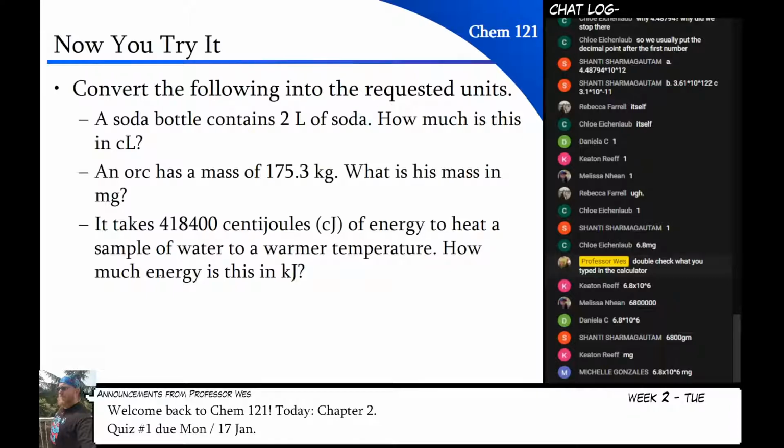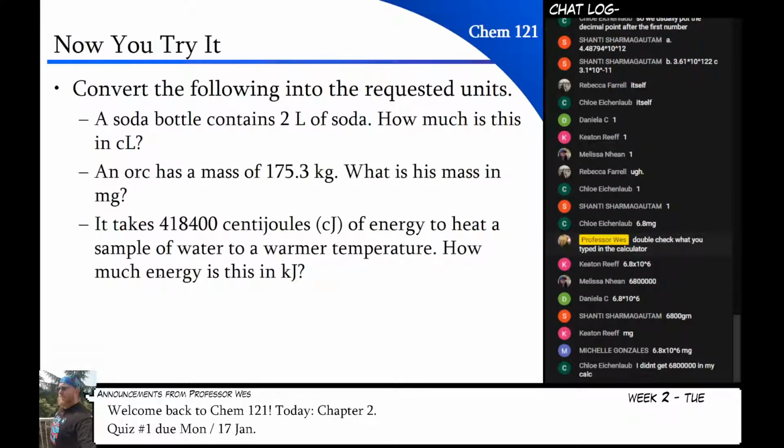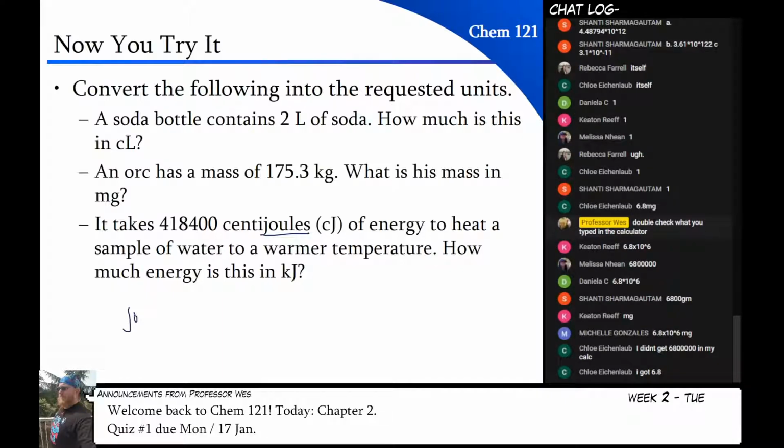For the second problem, I give you the mass of an orc in kilograms, but I want it in milligrams, which means you do have to go through grams. The third problem has a new unit. What the heck is a joule? A joule is a unit of energy. Energy. There we go. The pen didn't work there. But what does that mean in terms of doing the math? It doesn't mean anything new. It is exactly the same.